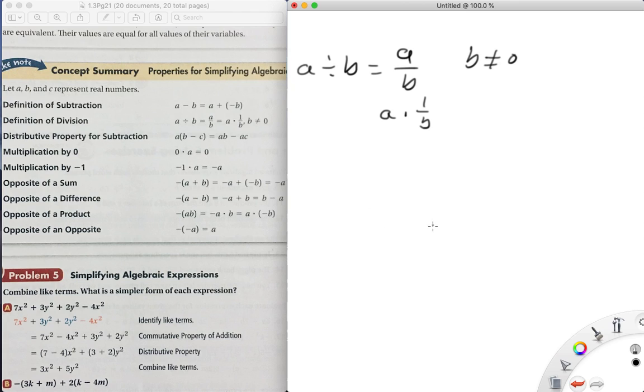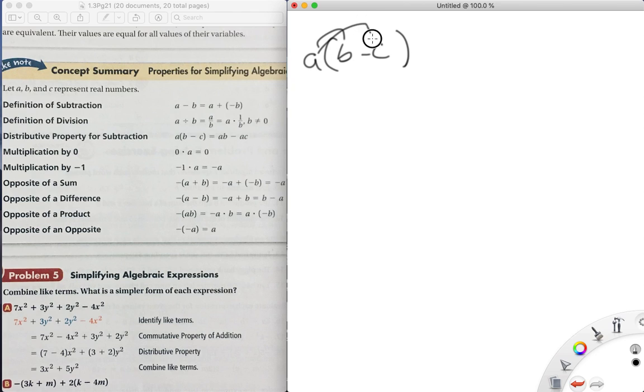Distributive property of subtraction. It's the same thing like distributive property of addition. If I have some number and I have some parentheses, everything on the inside can be multiplied by whatever's on the outside. So a is being multiplied by b. Since I'm subtracting in the parentheses, that carries over, and I'm multiplying a times c.